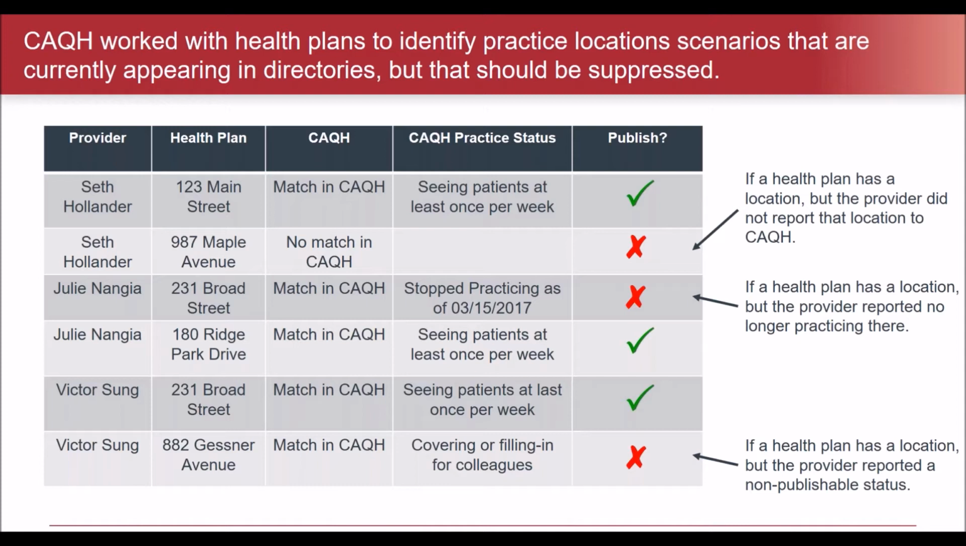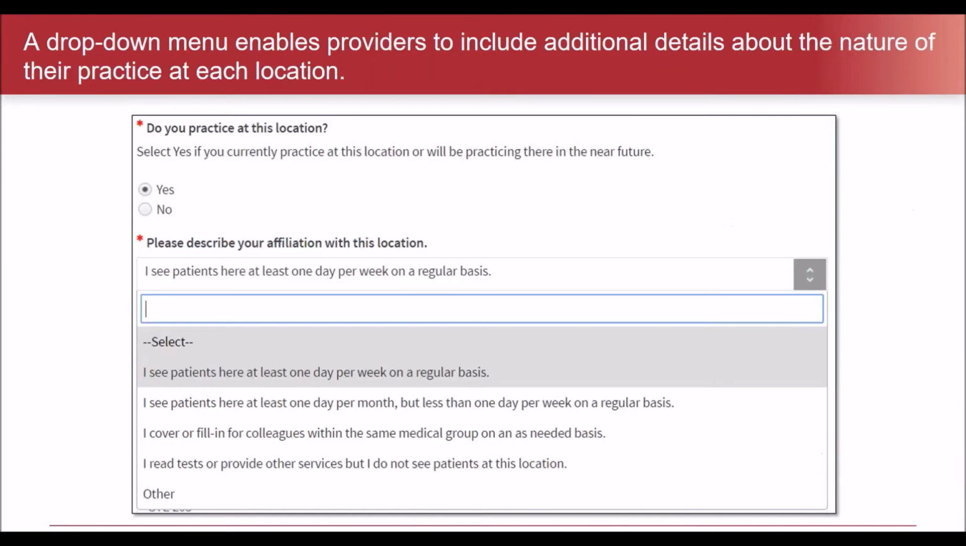So many health plans are going to take a look at that and say, that location should be suppressed because it's likely that a patient's not going to be able to make an appointment with Dr. Sung at 882 Gessner Avenue. Okay, let's move to the next slide, please.